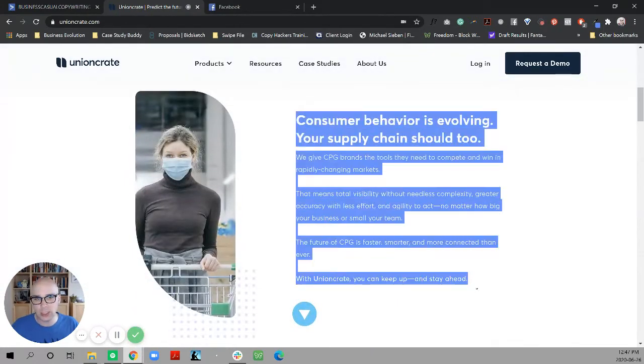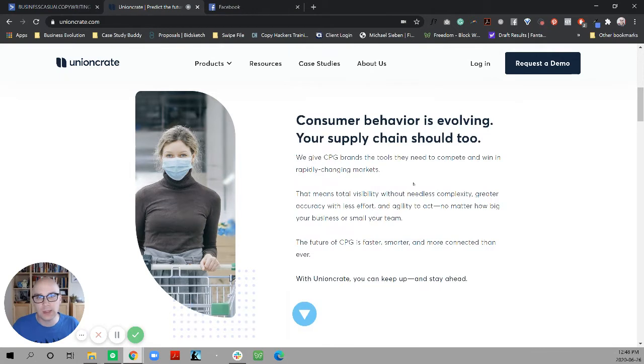Then we have this section here that, again, we're talking about these common benefits, but also common pain agitation. So these are the pains held by both parties on both sides. Consumer behavior is evolving. Your supply chain should too. You can tell this is a pretty timely image for this time. Consumer behavior really is changing and evolving. A mask in the store is a perfect picture to articulate that. Full credit goes to the team at Unioncrate for choosing that image.